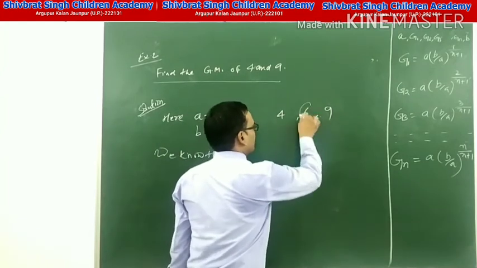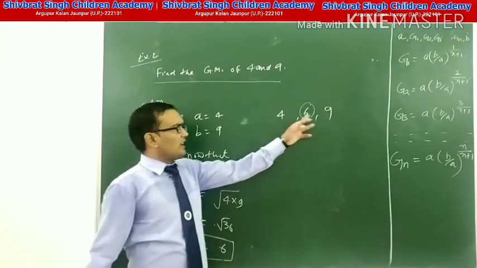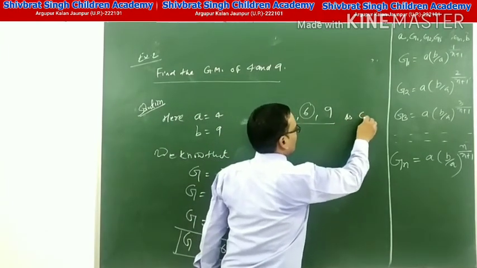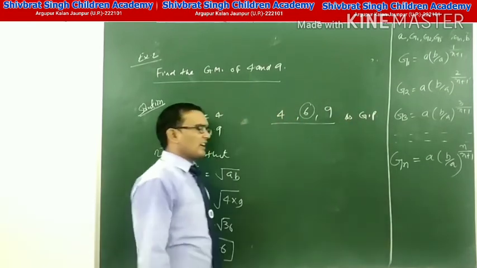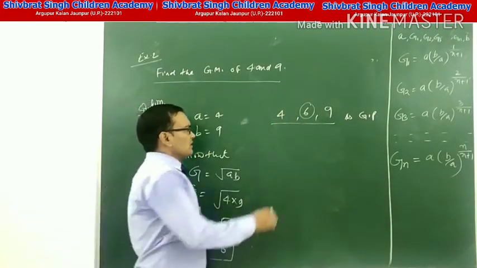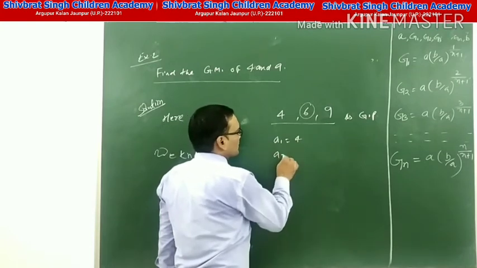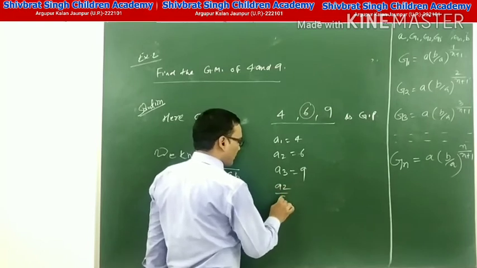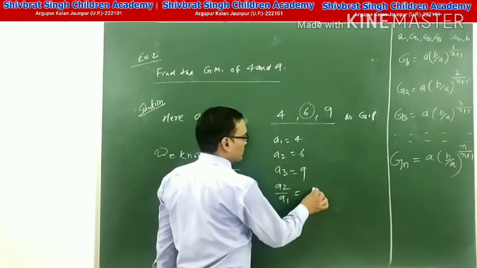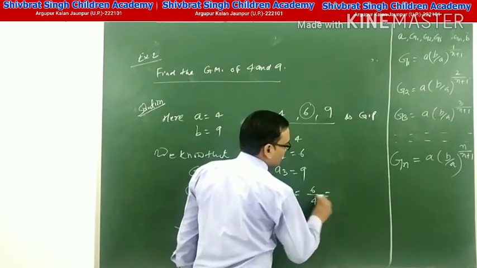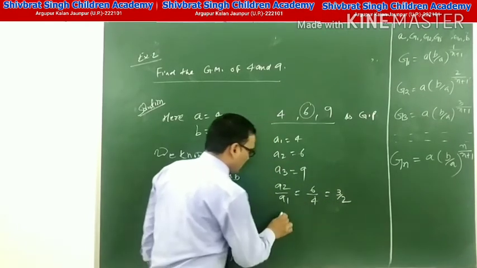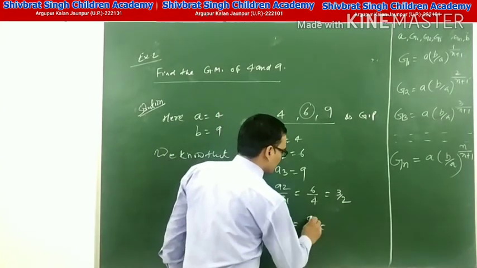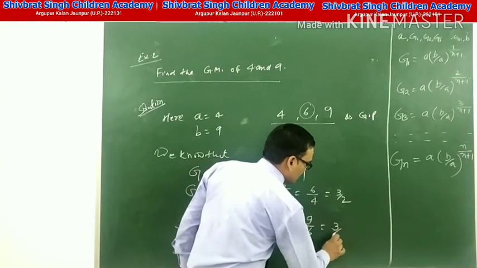Now if it is the geometric mean of 4 and 9, then this form is a GP. Again we check whether this is a GP or not. First term is 4, second term is 6 and third term is 9. Find the value of a2 upon a1, which equals 6 upon 4. That means the value is 3 by 2, and a3 upon a2 equals 9 upon 6. That means this is also a value of 3 by 2.